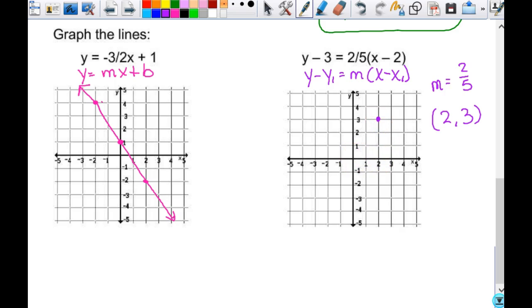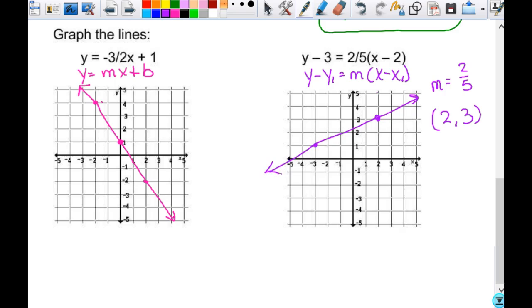And then just like over there when you went to 0, 1, and then from that point you counted the slope. Now, from this point, you count the slope. You go up 2, 1, 2, and you go over 5, 1, 2, 3, we go off the graph. So instead, I could still go down, right? But then I go the other way. 1, 2, 3, 4, 5.